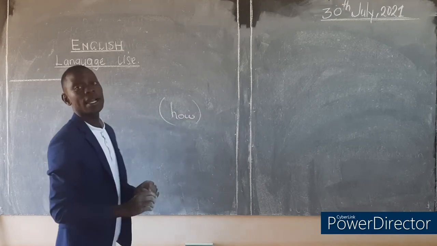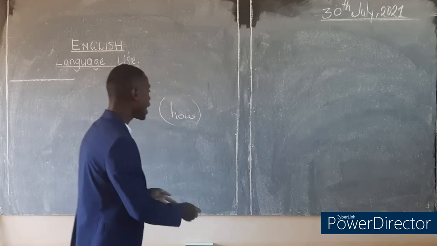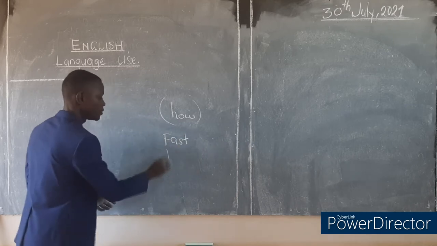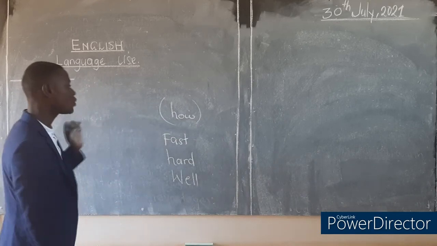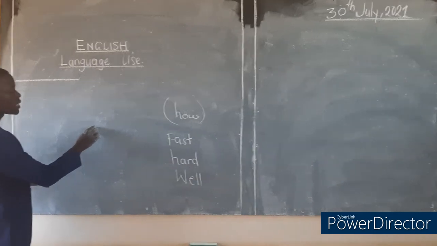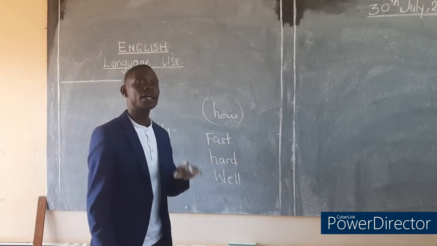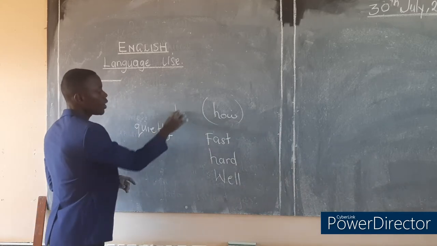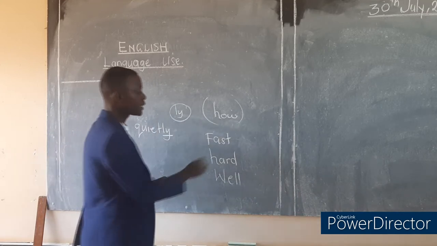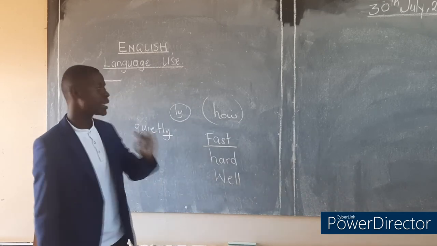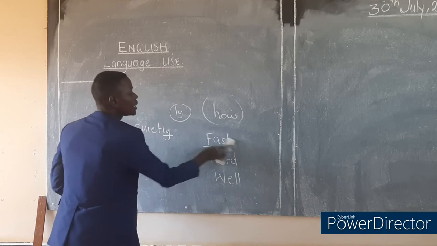How something was done. We looked at a good number of words that are called adverbs of manner: fast, hard, well. Then we also looked at another set, such as quietly. Most adverbs of manner end with ly, but not all of them do. Examples that do not end with ly are fast, hard, and well. So this is what we looked at last time in English.